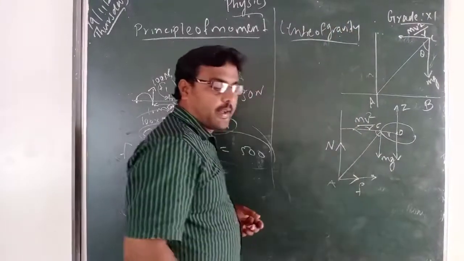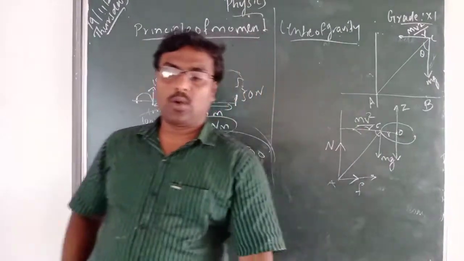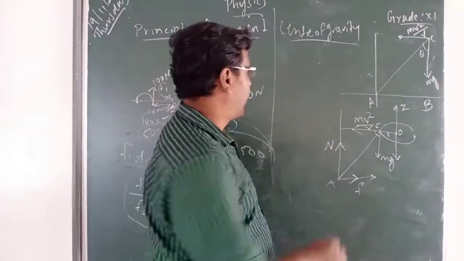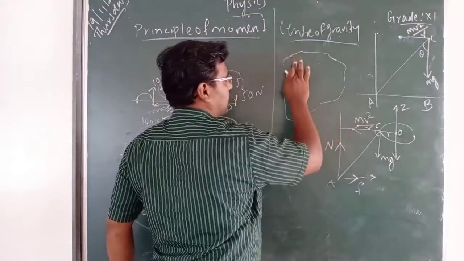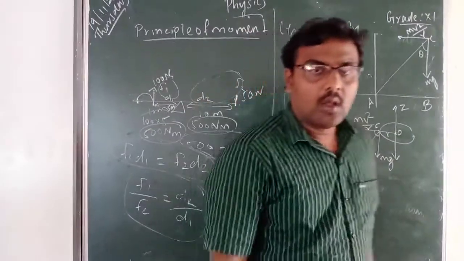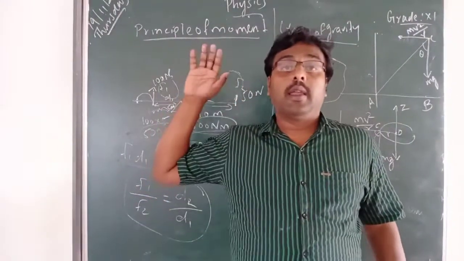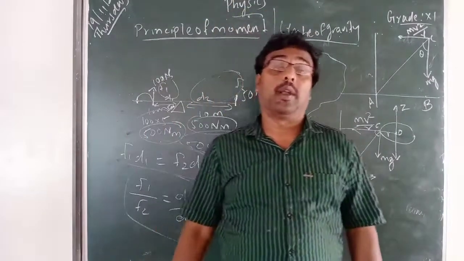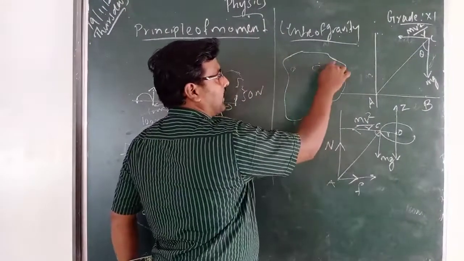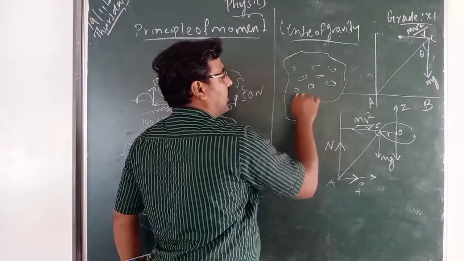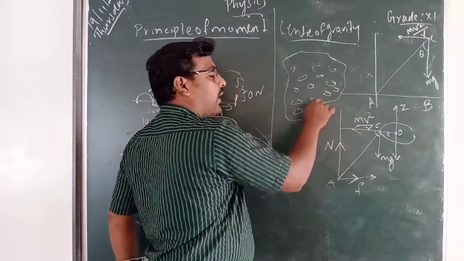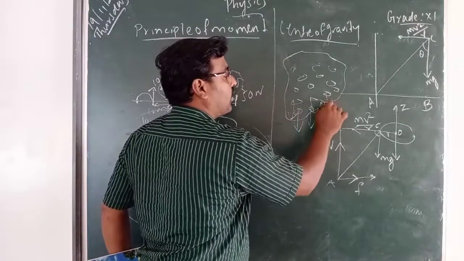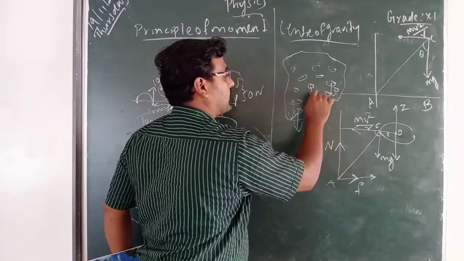Center of gravity. When you are going through center of gravity, assume that there is a rigid body. What is a rigid body? A rigid body is made up of several point masses. From all these point masses, there is a downward force acting due to the earth.